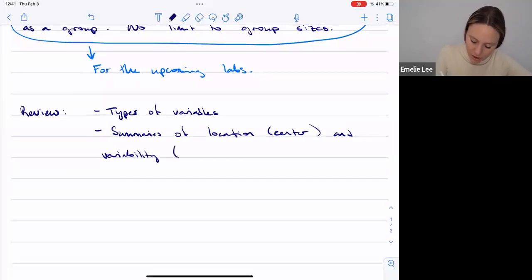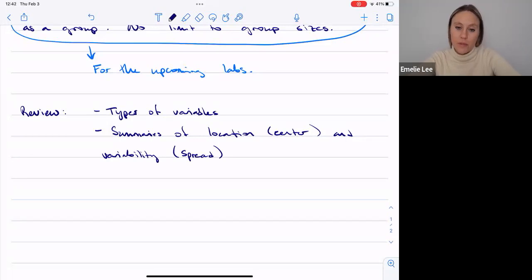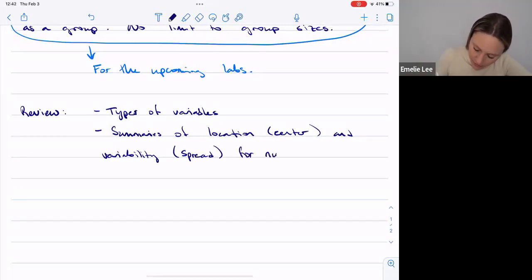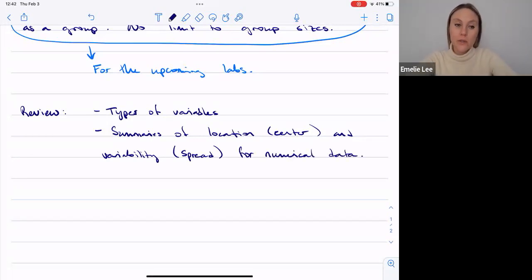I'm going to try to use that terminology, which is just the center and the spread, for numerical data. Those are going to be key components. What we're going to focus on today is, if we have certain types of variables and maybe combinations of variables, what can I do to just get an idea of the data? How can I visualize the data for different types of variables? What we talked about last day was just one numerical variable.